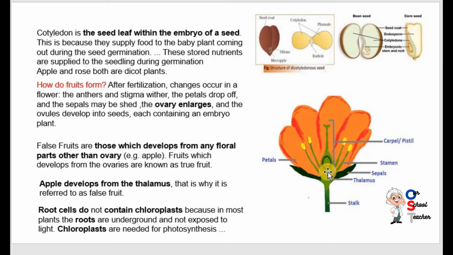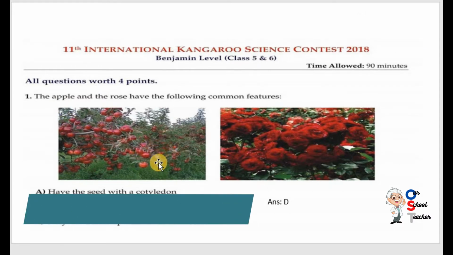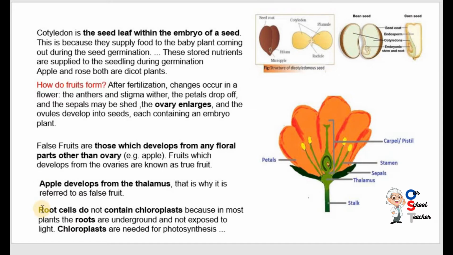Okay, so apple is not an actual fruit. So go to options. C, the fruit is formed from ovule. So apple is not formed from ovule. It is incorrect. So A is incorrect, B is incorrect, C is incorrect. Now option D, they have petals, they attract insects. Yes, because I have discussed that chloroplast is not part of the root cell. So there are reasons to reject all these options, and there are reasons to choose option D, because they have petals. Both have petals.